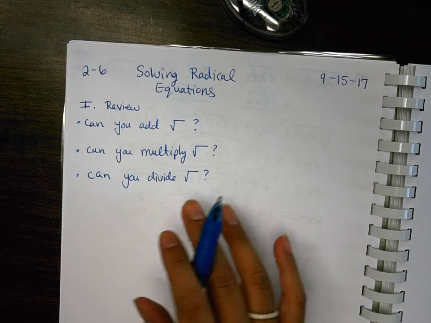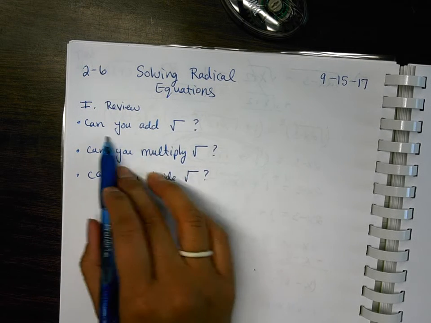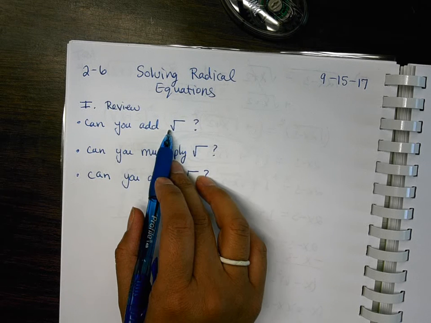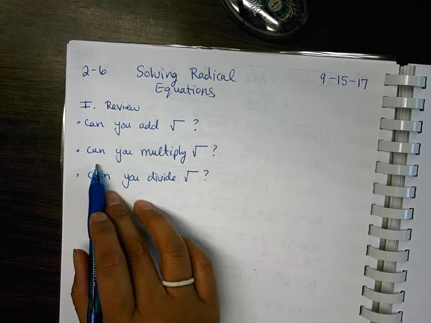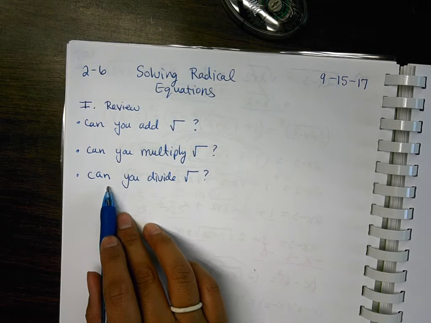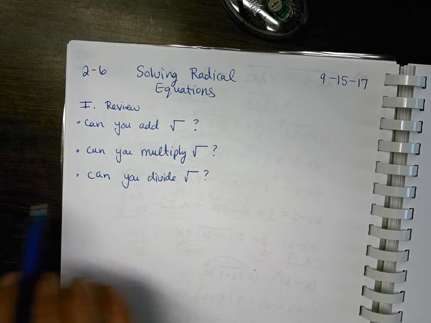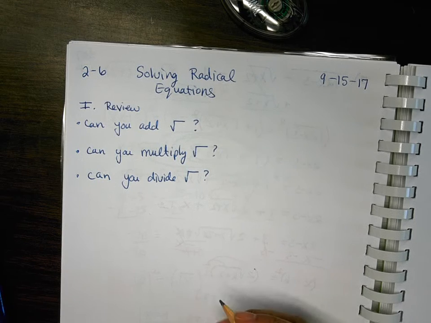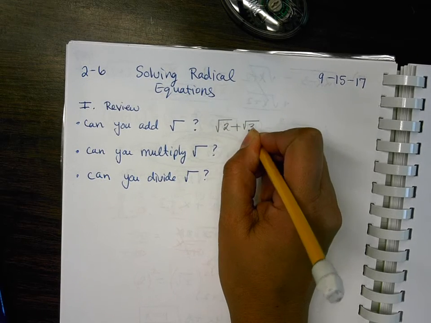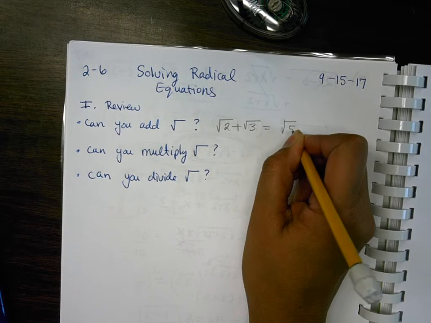All right. So again, what we're going over in the beginning is review. And again, not are you able to, but is it mathematically correct to add radicals? Is it mathematically correct to multiply radicals? And is it mathematically correct to divide radicals? So something like this, root 2, is it safe to say that root 2 plus root 3 equals root 5?